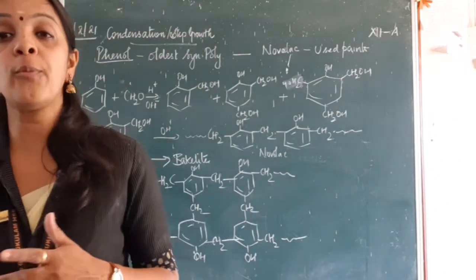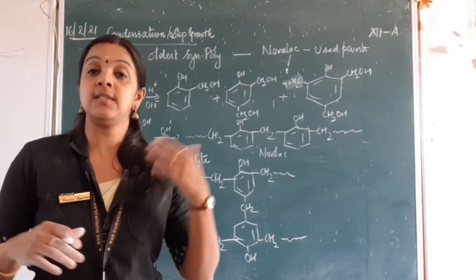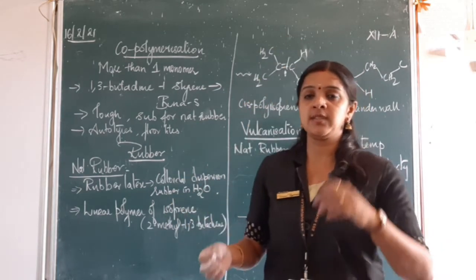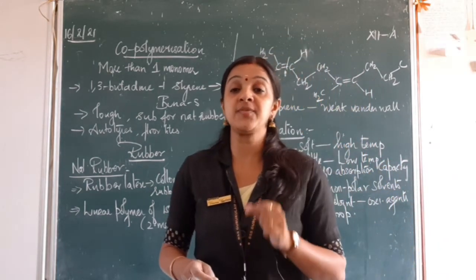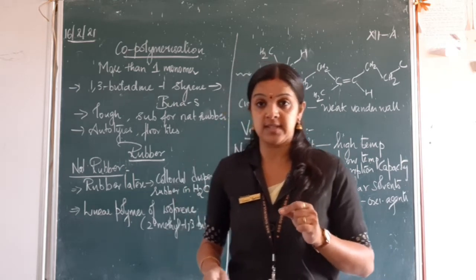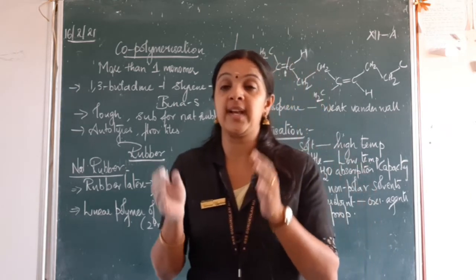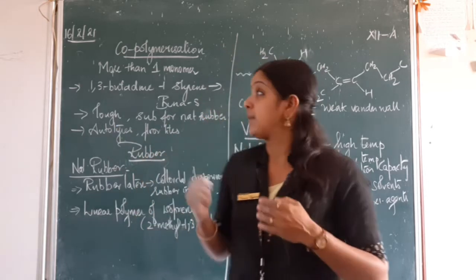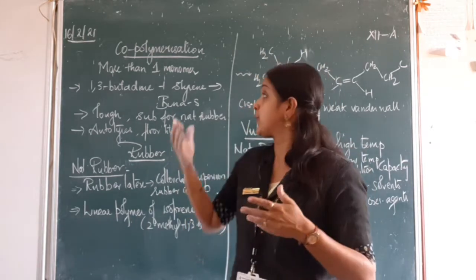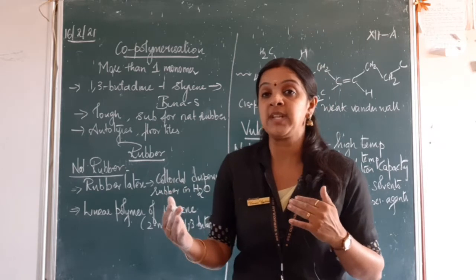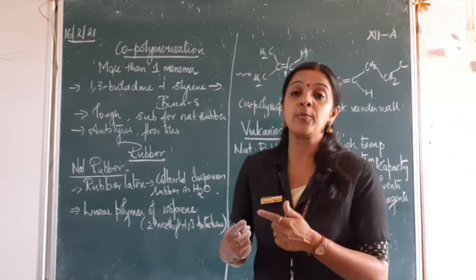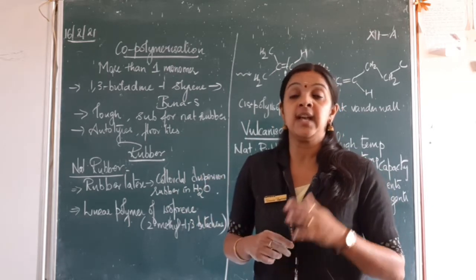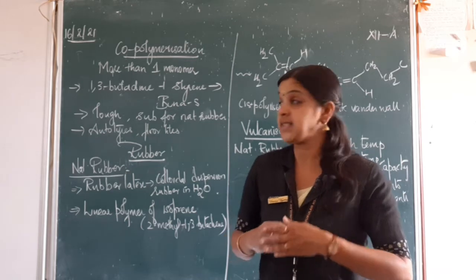Now we will get into copolymerization and then we will start learning about rubber. Children, now we will just see what copolymerization is. When I was teaching you addition polymers, we learnt about homopolymers and copolymers. Homopolymers are those where we have the same type of monomer being used in repeated addition. But in copolymerization, more than one monomer is used, where they are different, and they undergo polymerization to form a polymer. Such a polymer we call a copolymer and the process is called copolymerization.